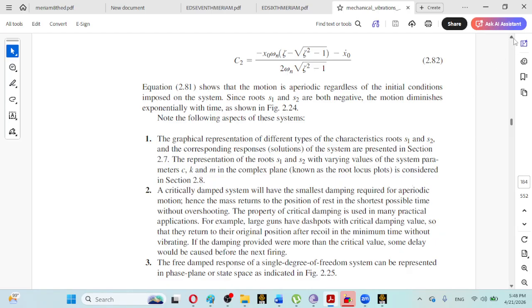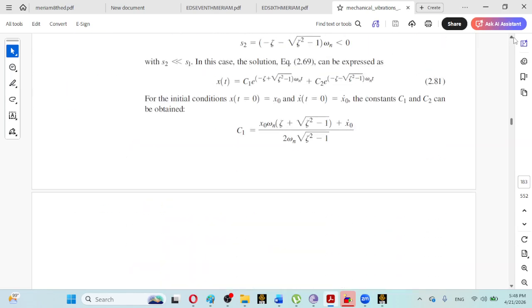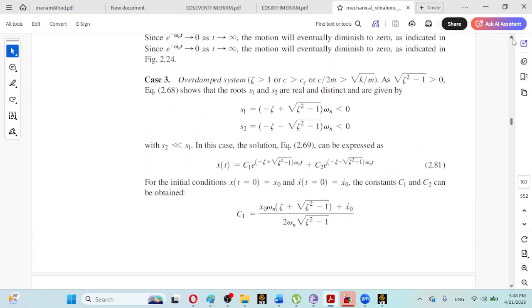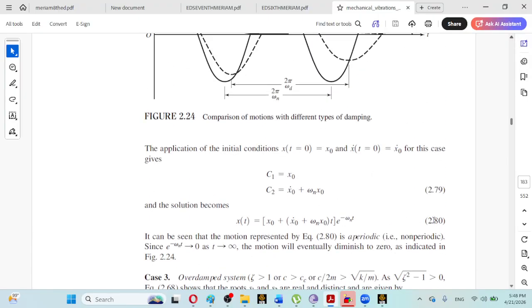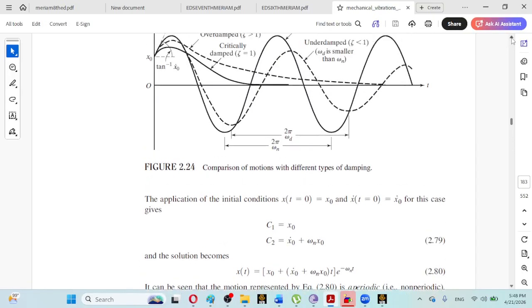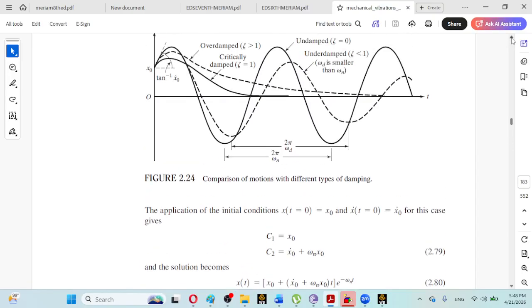Again we can observe here that equation 2.81, which is the equation for the overdamped system, is also aperiodic motion because there is no sine or cosine function. This is non-periodic motion. The critically damped equation 2.80 is also aperiodic motion. Only equation 2.72, the equation for the underdamped case, was actually periodic motion.